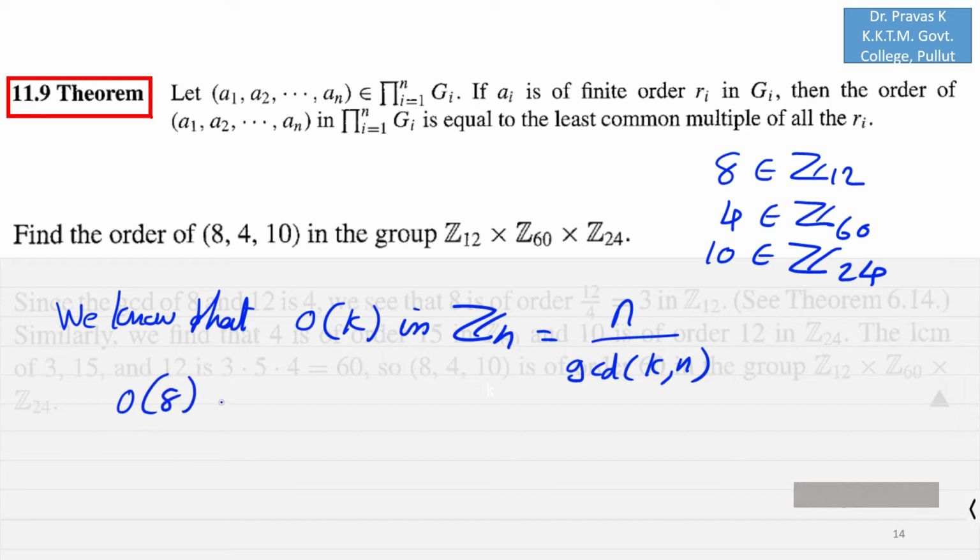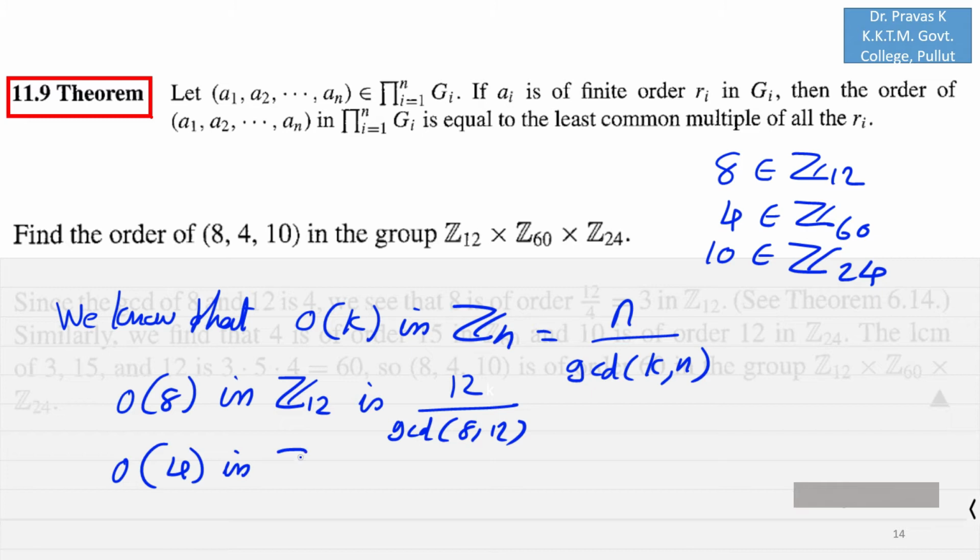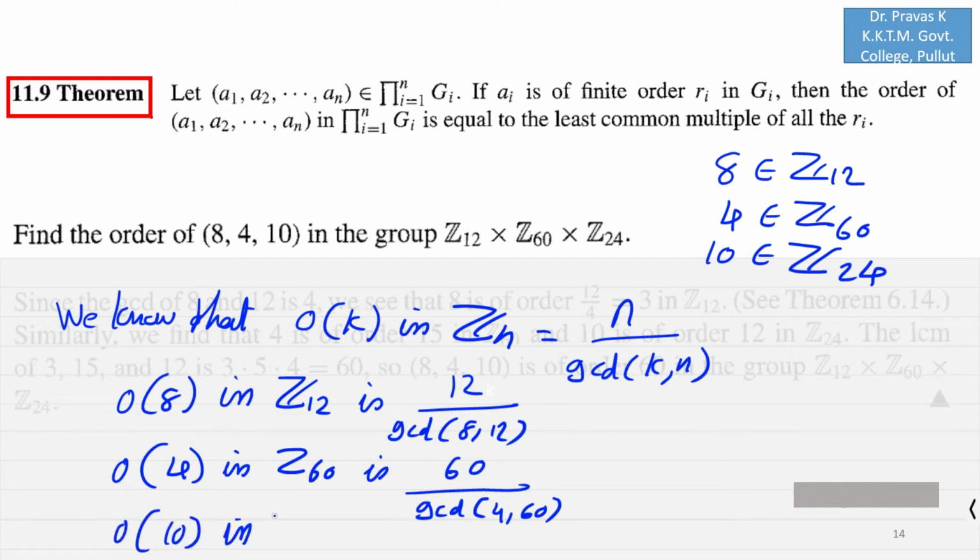the order of an element k in Zn is actually n divided by the GCD of k and n. Therefore, the order of the element 8 in Z12 is 12 divided by GCD of 8 and 12, the order of the element 4 in Z60 is 60 divided by GCD of 4 and 60, and the order of the element 10 in Z24 is 24 divided by GCD of 10 and 24. Now if you calculate, the greatest common divisor of 8 and 12 is 4, so it is 12 by 4, that is equal to 3.